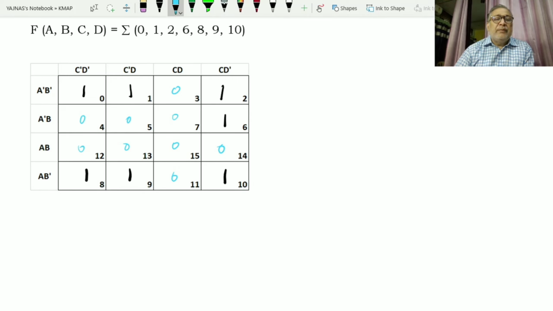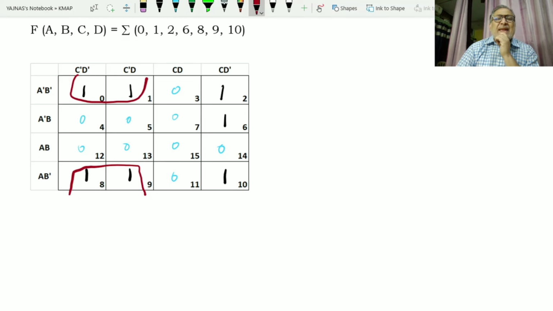All right. Now, first of all, we will look for an octet and a rolling octet. There is no possibility of a group of 8 elements, so we will look for a group of 4 elements. So this 0, 1 and 8, 9 on rolling is a quad. All right, children.